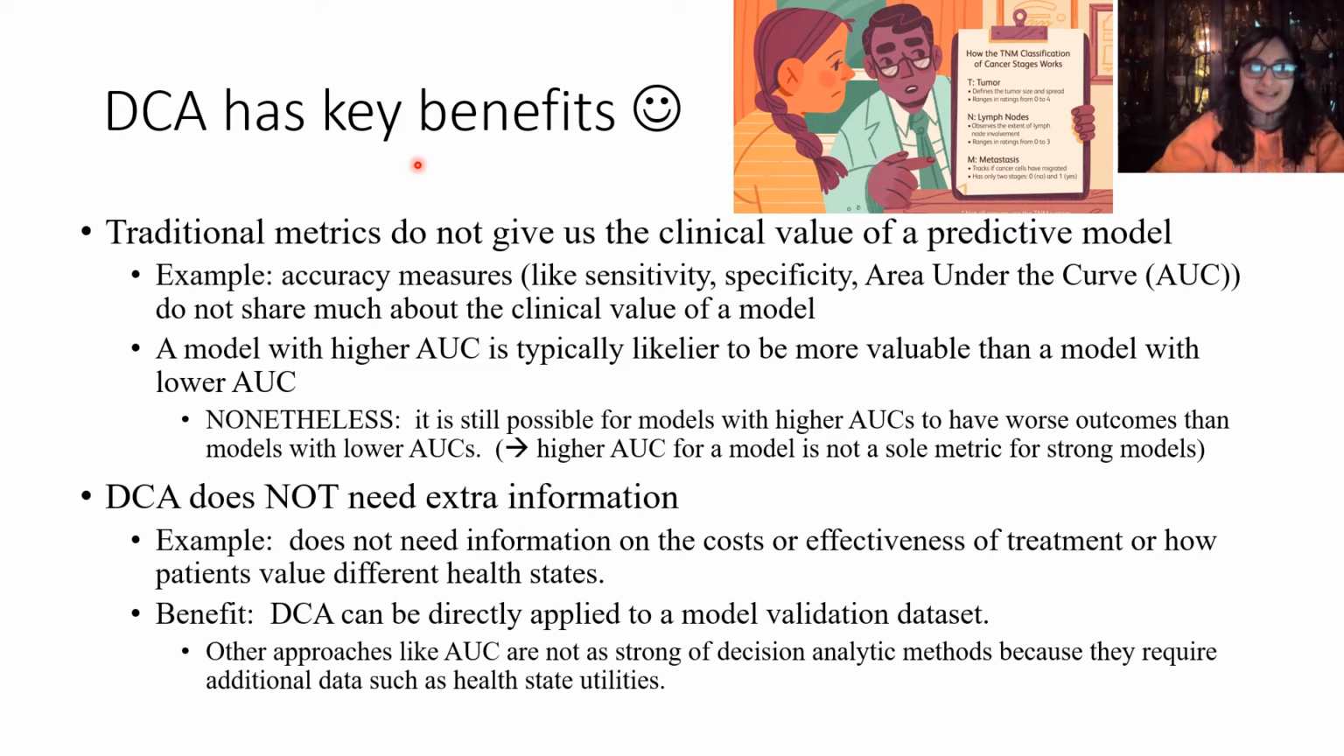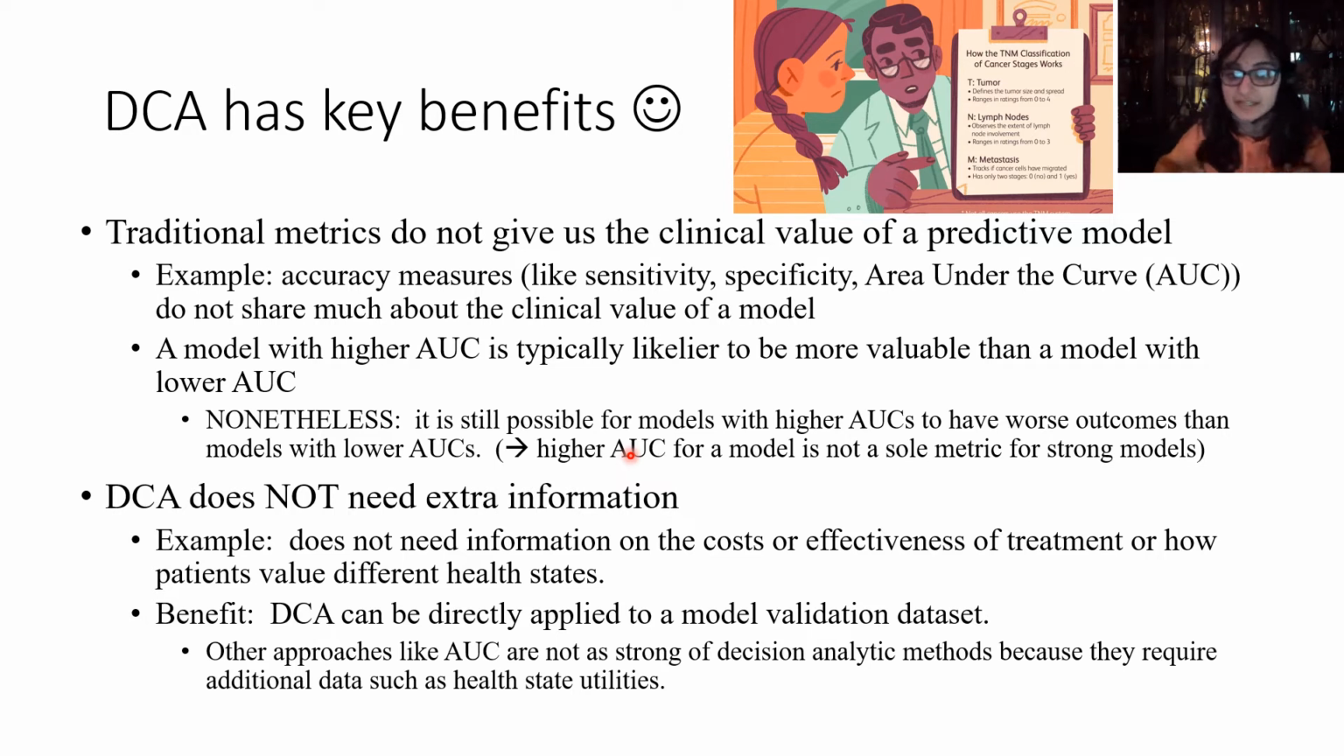So decision curve analysis, DCA, has some key benefits. Traditional metrics do not give us the clinical value of a predictive model as much. We can look at accuracy measures like sensitivity, specificity, and area under the curve, that's AUC, but they don't share as much about the clinical value of a model. Typically though, a model with higher AUC is likely to be more valuable than a model with lower AUC. So the higher the area under the curve, you would expect that model to typically be better than a model that has a lower area under the curve.